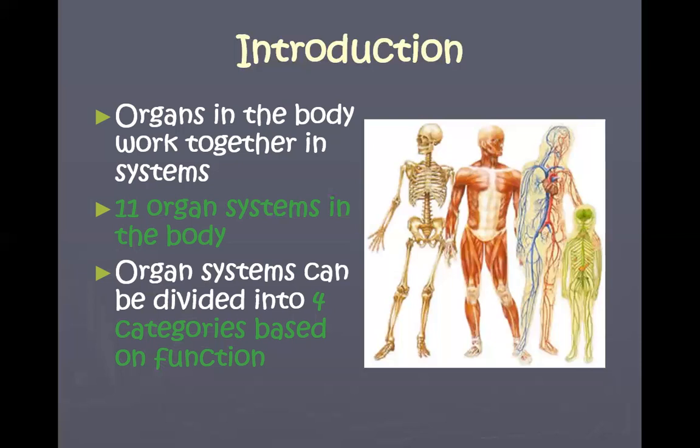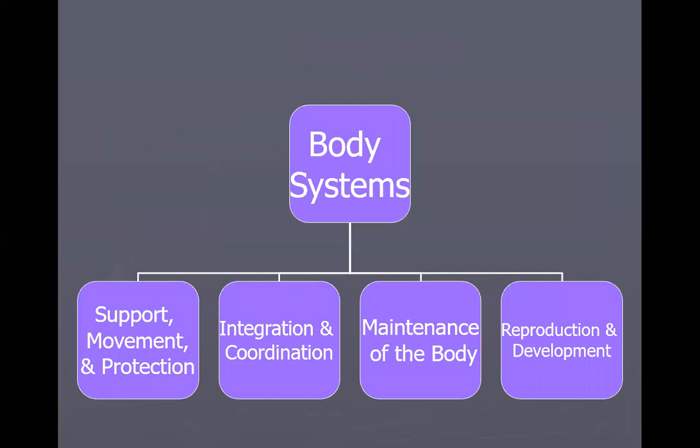Okay, your body system is going to be divided into 4 different types of categories. Support, movement, and protection. That would be things like your integumentary system, your skeletal system. Integration and coordination: muscular system, endocrine system, nervous system. Maintenance of the body: lymphatic system, digestive as well, perhaps a little bit of the urinary. And then reproduction and development. Definitely a reproductive system.